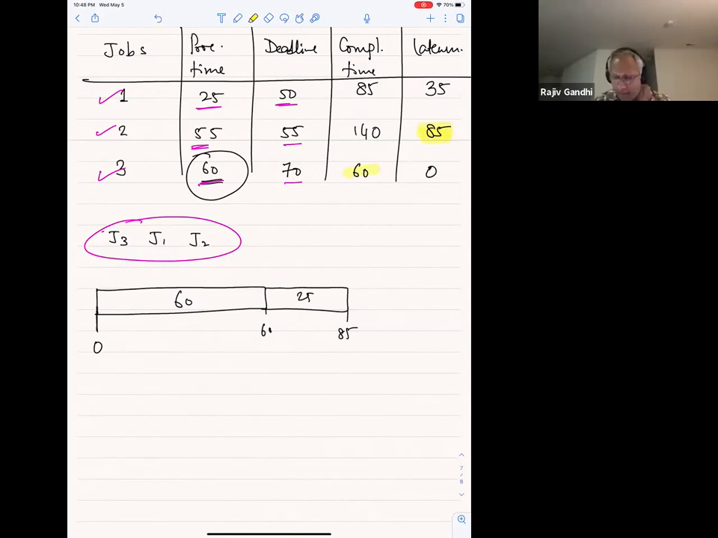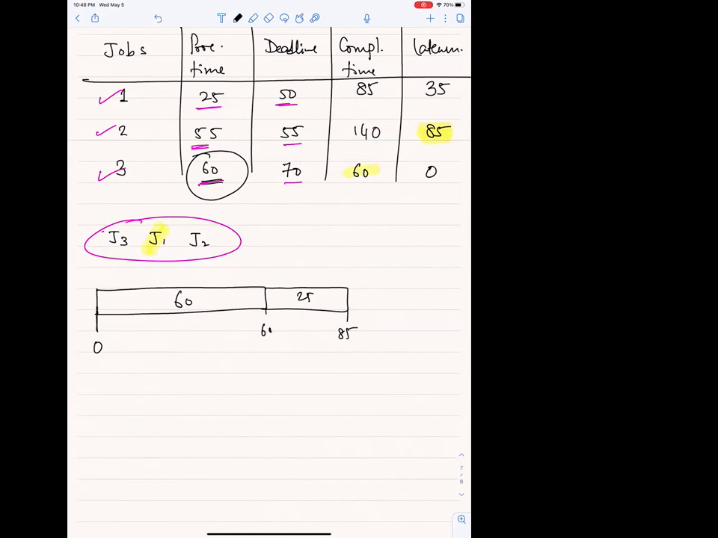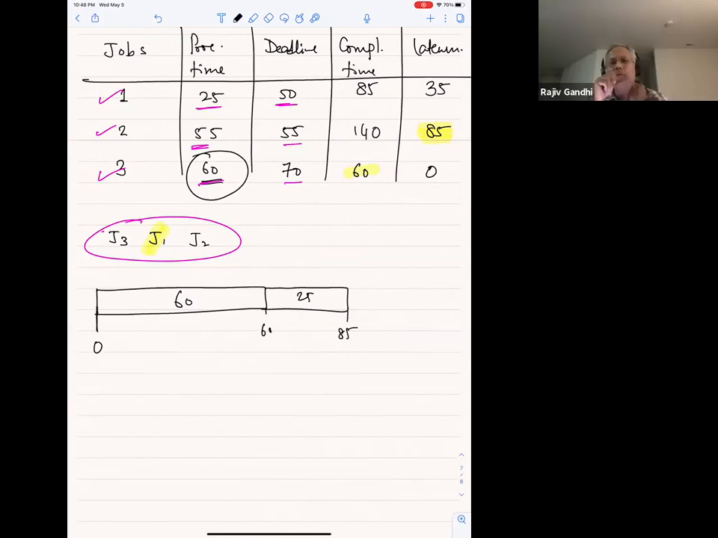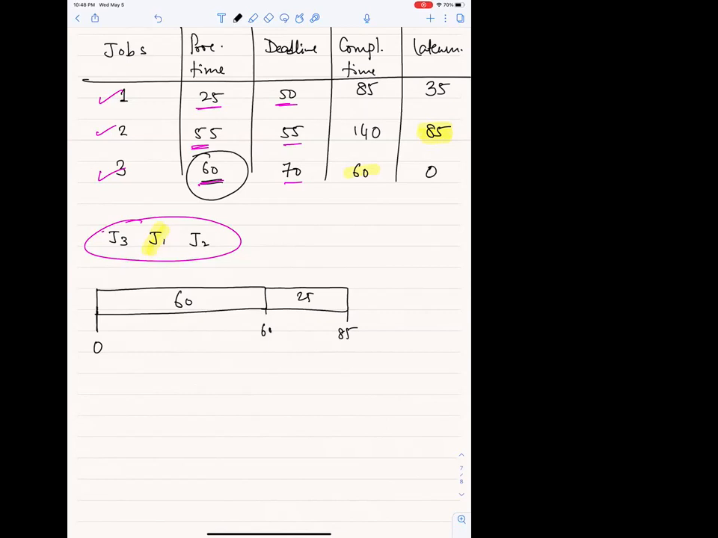Let's say we schedule job 1 after that. Tell me the completion time of job 1, Siddharth. Well, if we schedule job 3, it will take 60, from time 0 till 60. For job 1, it will take 70 plus 25, 95. So why 70? Why would you start at 70? This is because the deadline of the first job 3 is 70.